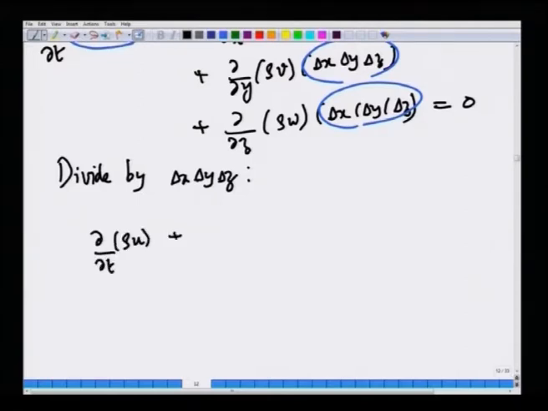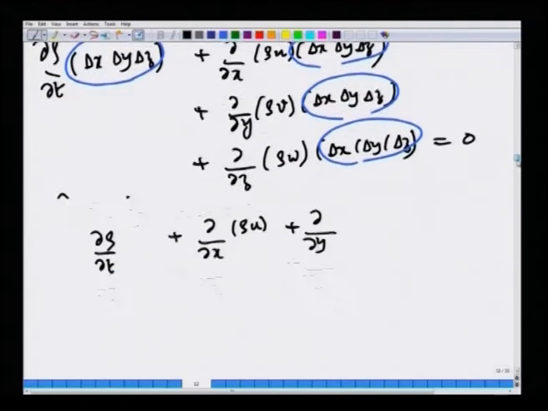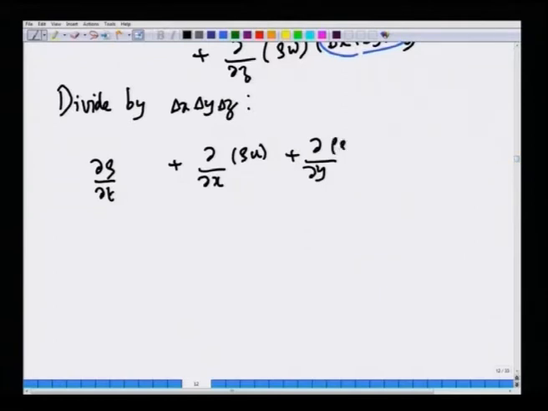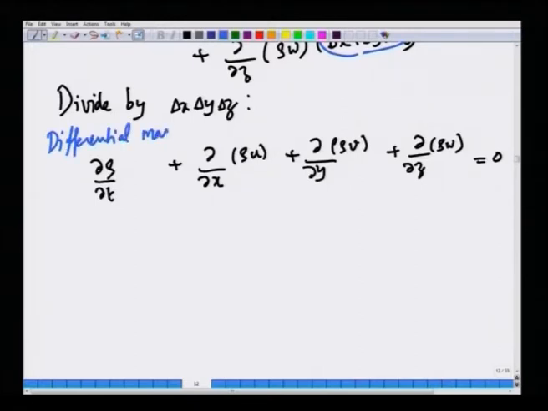partial by partial t of rho, plus partial by partial x of rho u plus partial by partial y of rho v plus partial by partial z of rho w is 0. Now, this is essentially the differential form of the mass balance. So, this is the differential mass balance for any fluid.